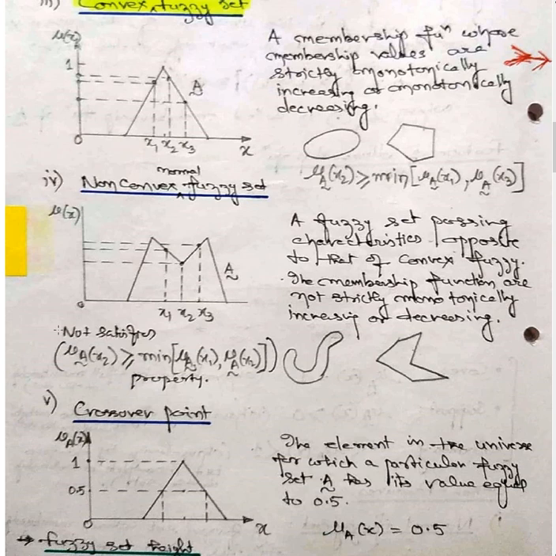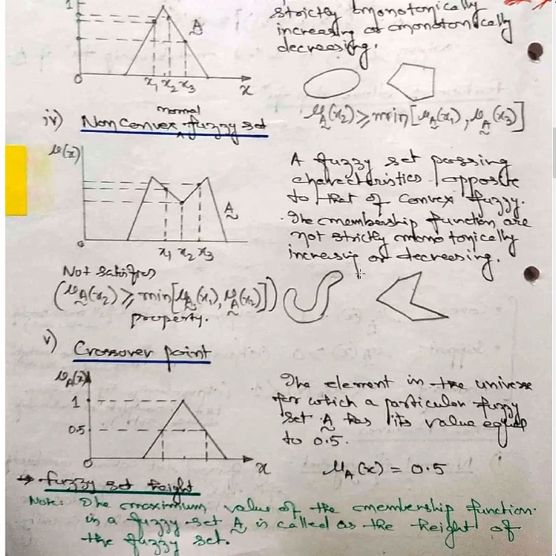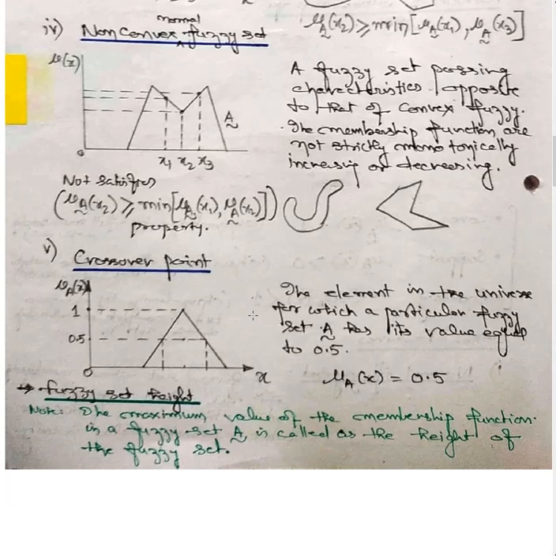So that is what we see in the case of a non-convex and in the case of a convex with respect to the representation. Now the crossover point: we try to see that it is the same as in the normal fuzzy set, where you will find the same representation. Here the membership value is at 0.5, so at 0.5 you will find this shape. Here you will find mu A of x is equal to 0.5, that is, the element in the universe of discourse for a particular fuzzy set A has its value equal to 0.5.